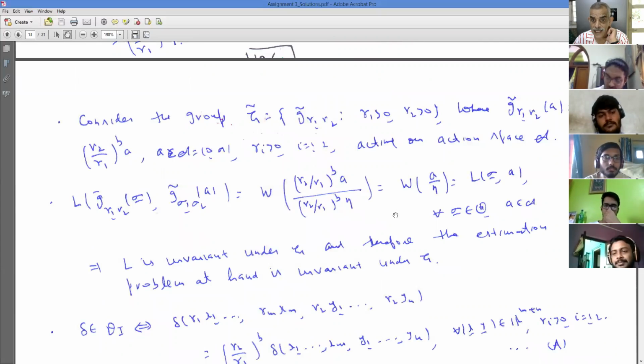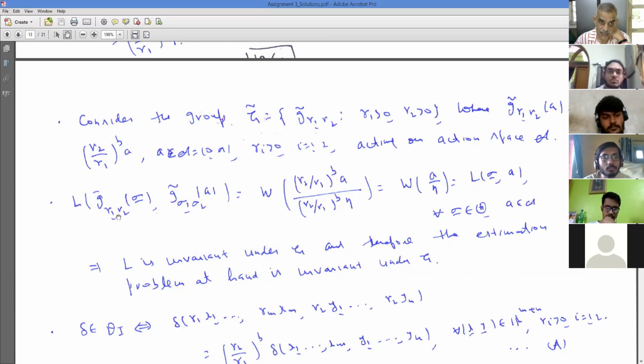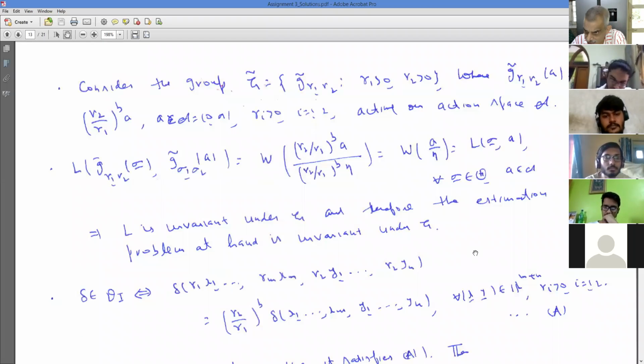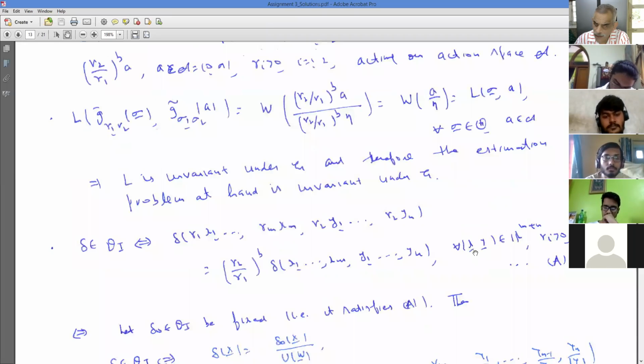My loss function would be invariant. Let us see whether it is invariant or not. For it to be invariant, L of G bar r1 r2 sigma, G tilde a, should be same as L of a, sigma 1, sigma 2. So this quantity, which is r2 by r1 to power b times a, divided by the transformed eta, is nothing but r2 upon r1 to power b into eta. Is that okay? Because loss function was W of a upon eta. Eta was nothing but sigma 2 upon sigma 1 to power b, which is same as W of a by eta. So your loss is invariant. So estimation problem is invariant. So I consider only invariant rules.